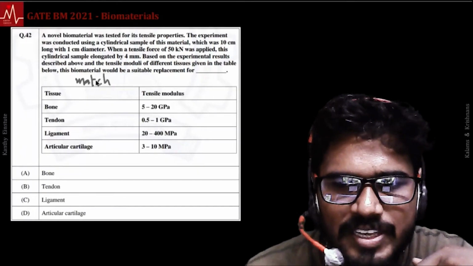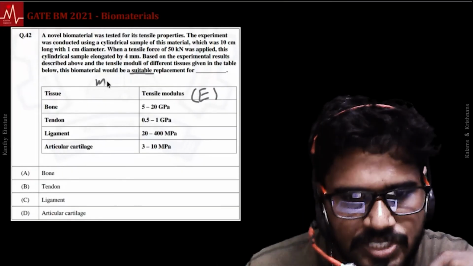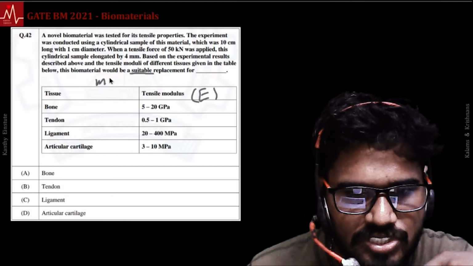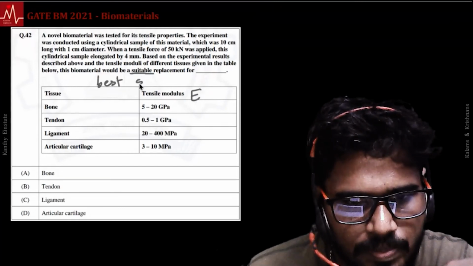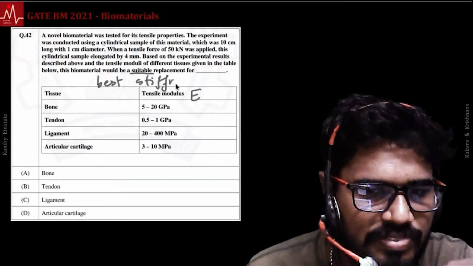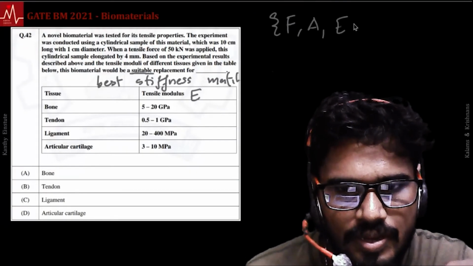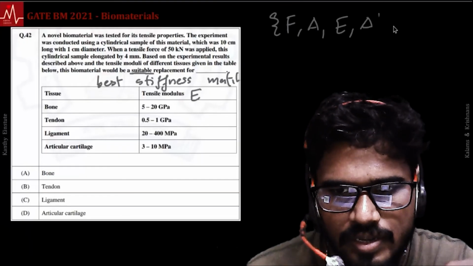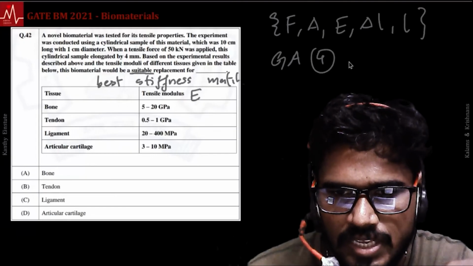When they say suitable, they are telling you where this Young's modulus match happens. Best stiffness match, that is essentially what they are asking. So find the stiffness and see where it falls. I already told you A, E, del L, L. Given any four of these, you can find the other.